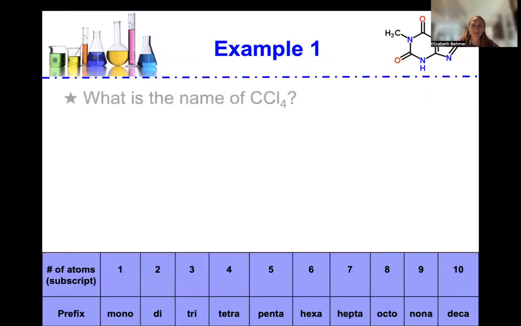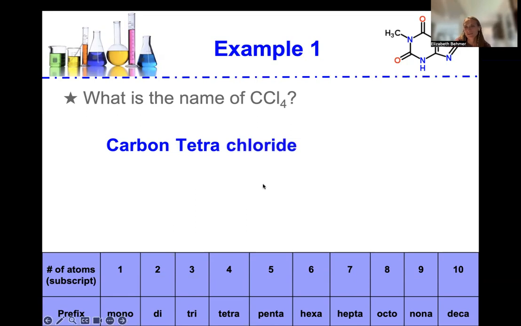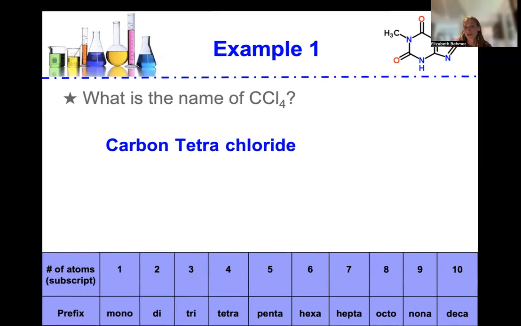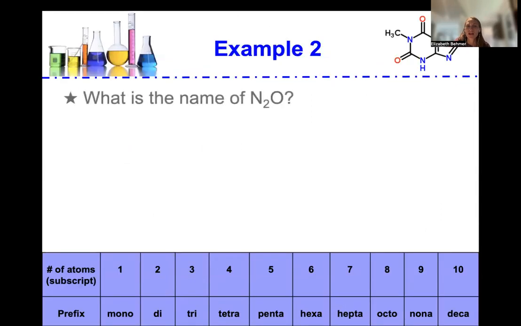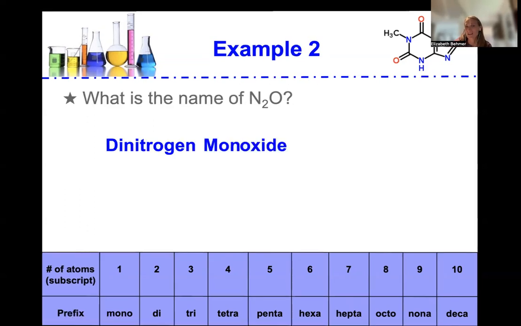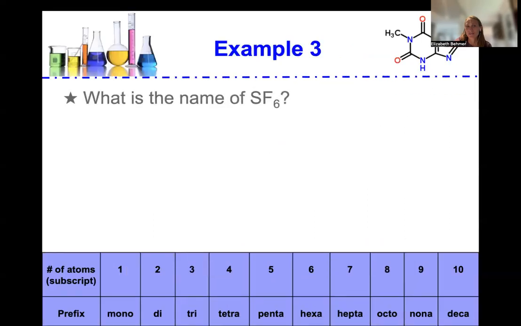So let's go through some examples. What is the name of CCl4? So we have carbon tetrachloride. So that carbon is just one, and then we have 4 chlorides. So we use that word tetra, that stands for 4, the prefix, to go in front of the chloride. What is the name for N2O? We have dinitrogen because now we use the prefix di if it's not one, and then it's monoxide. So it's dinitrogen monoxide.